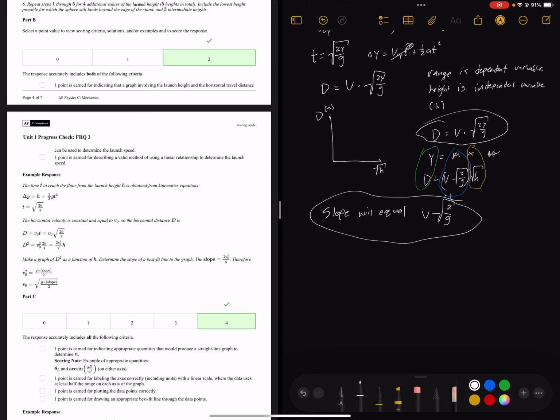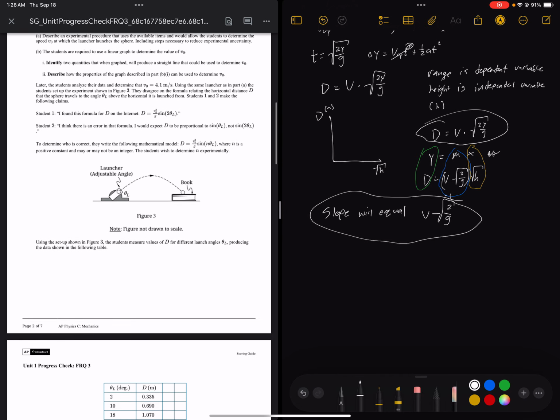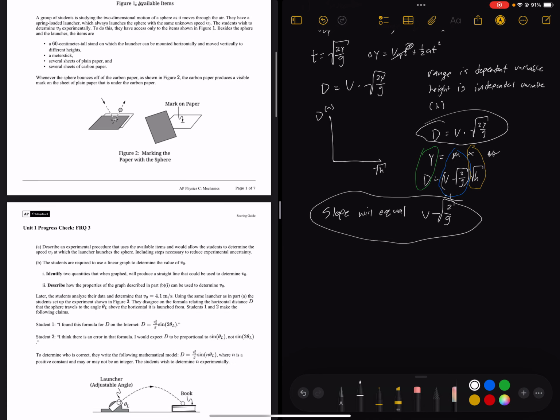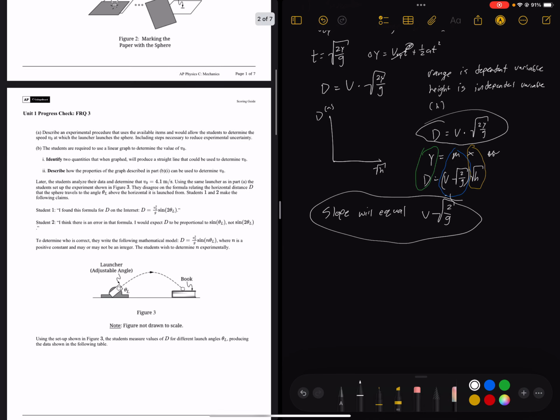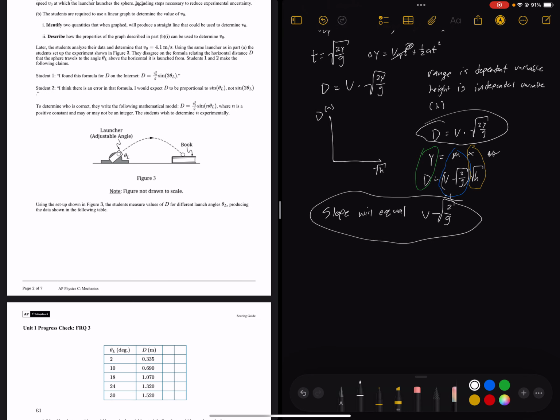So part D, we have a different lab. Let's see here. Later, students analyze their data and determine that V naught equals 4.1. Using the same launcher as part A, the students set up an experiment shown in figure 3. They disagree on the formula. One student says D is equal to V naught squared over g times sine 2 theta L, theta L being the angle of the launcher.